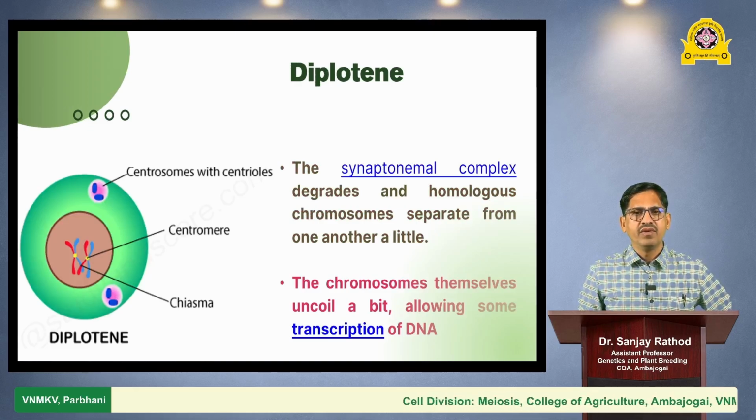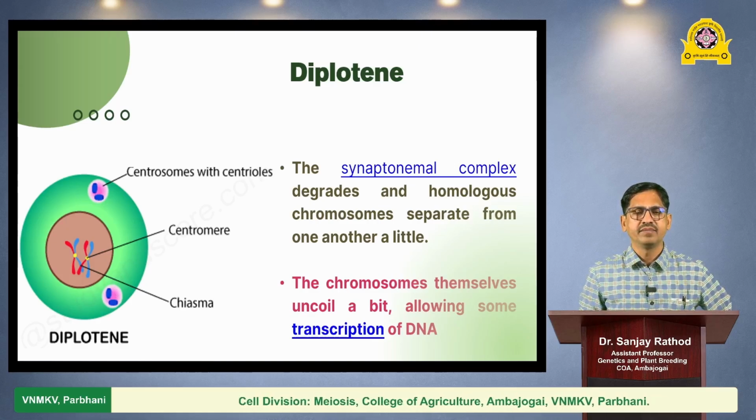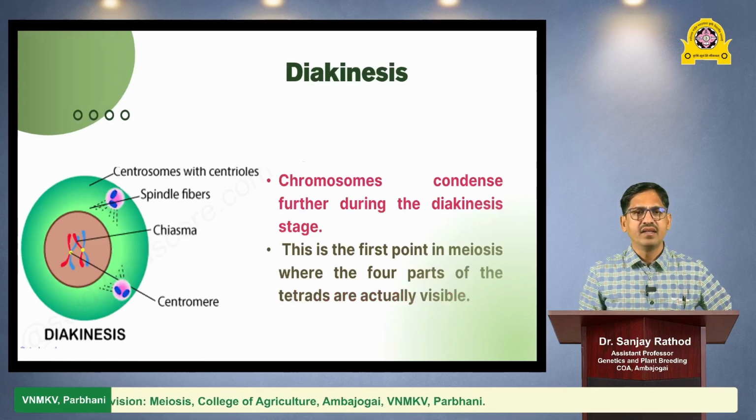In diplotene, the synaptonemal complex degrades and homologous chromosomes separate from one another a little. The chromosomes themselves uncoil a bit, allowing some transcription of the DNA. And the last stage of prophase first is diakinesis, where the chromosomes condense further, and this is the first point in meiosis where the 4 parts of the tetrads are actually visible.